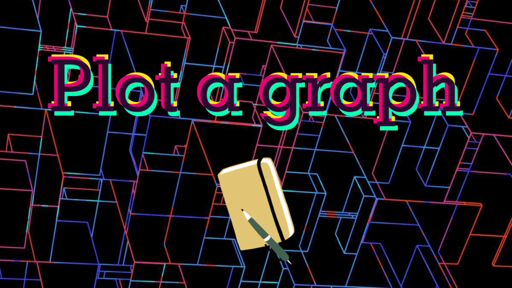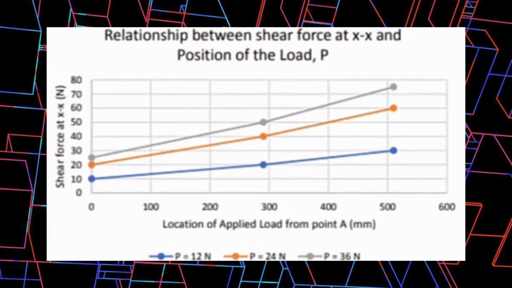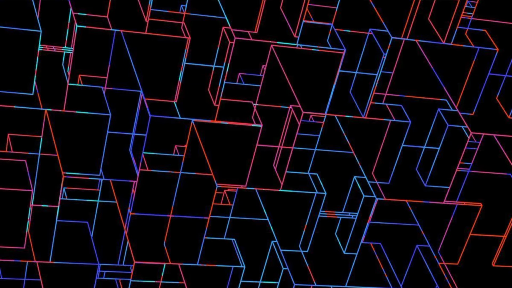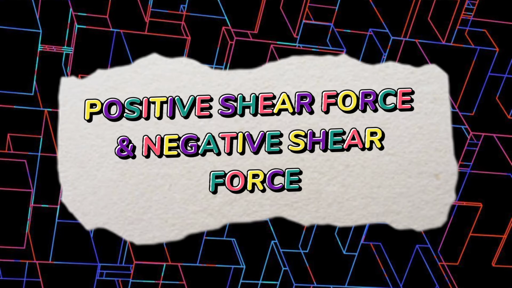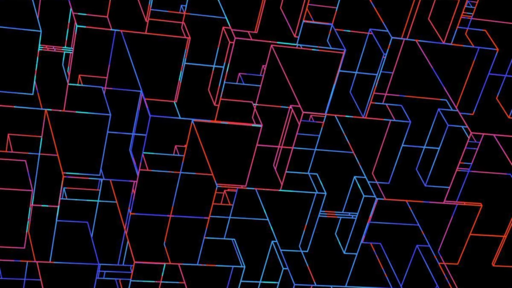After that, we need to plot a graph that relates the measured shear force with the position of the applied load P, and a graph that relates the measured shear force with the magnitude of the applied load P. Next, we need to determine the positive shear force and negative shear force.